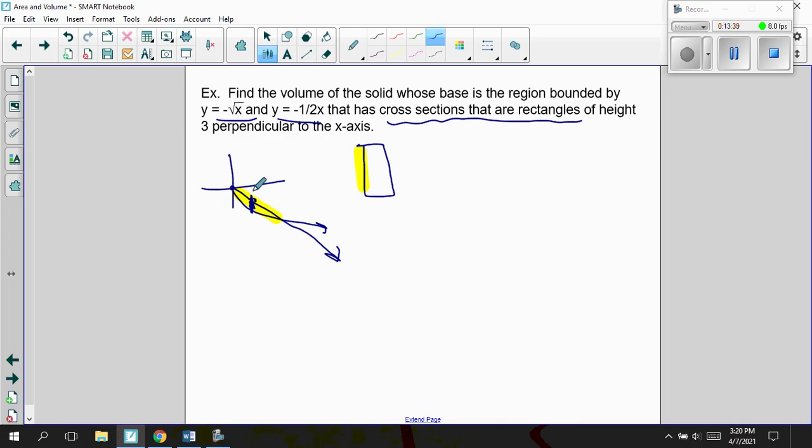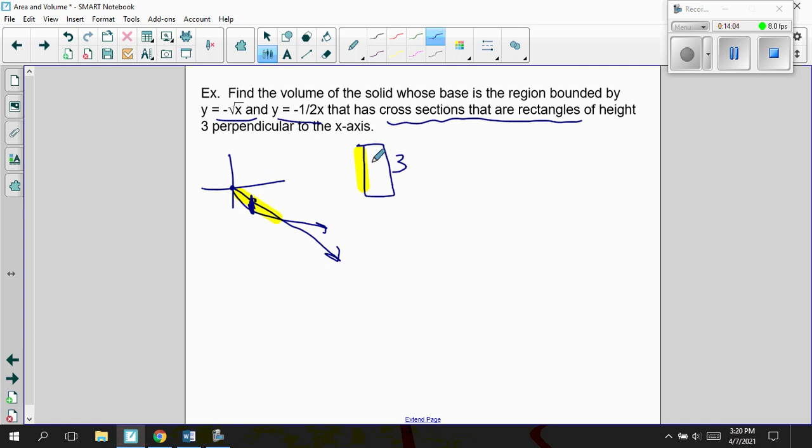Now after I draw this, it's a good practice to go and reread it and make sure you've got it started right. Let's find the volume of the solid whose base is bounded by the region, these two functions. So that looks right. Cross sections are rectangles of height 3. Okay, so I missed that part. The height of this is 3, and they're perpendicular to the y-axis. So they're going this way.